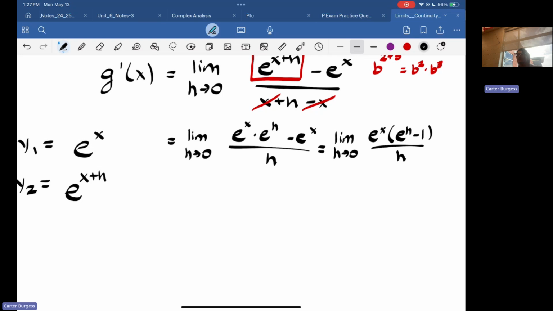Does that feel reasonable? Again, this one is not an example. This one's a little tricky. Normally, you would just simplify the numerator and the h would cancel.